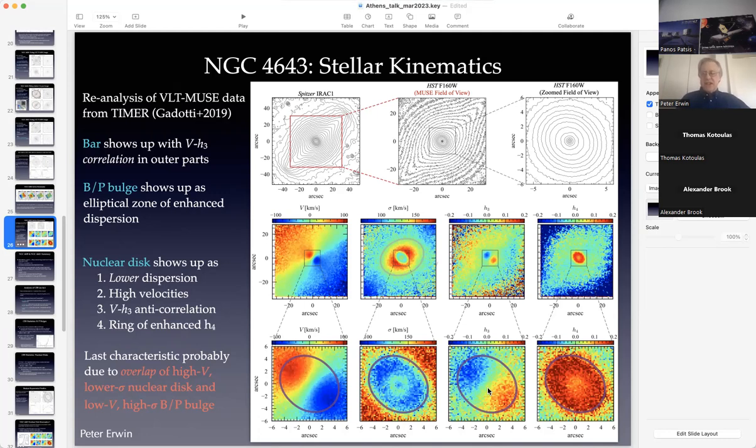It's very, very disk-like. The final thing is over here, this is the H4. So this is the kurtosis. And the curious thing is that we have a region of very hot, very positive H4. In fact, it's a ring region. It goes down a little bit towards the center.